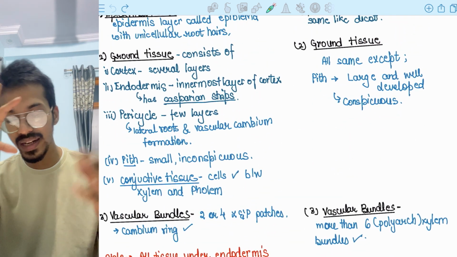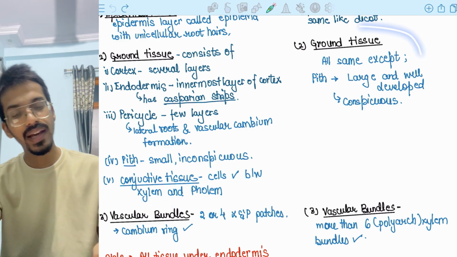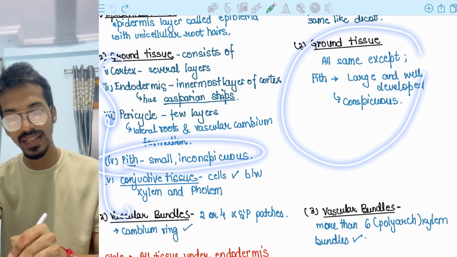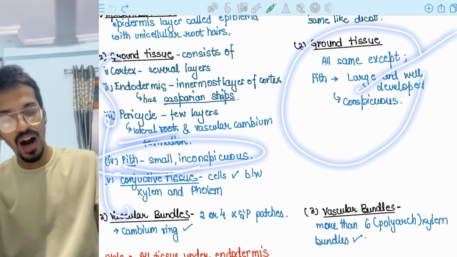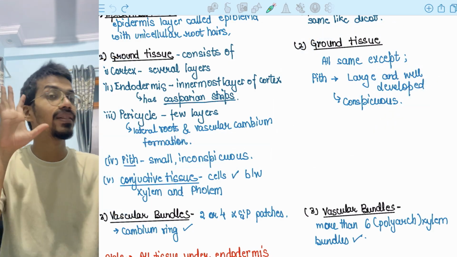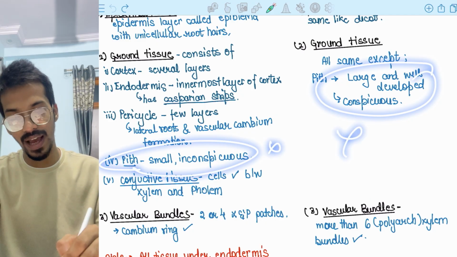Now, the connective tissue, it is the cells present between the xylem and phloem. It is seen here. Here, everything is the same, all of these things are the same except the pith area and the lateral roots formation. The pith over here is large, well developed, and conspicuous, meaning you can easily identify it. This thing you have to remember. This is the major part where the question can come.